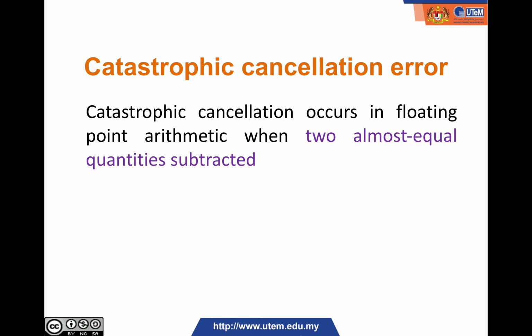Next, catastrophic cancellation errors occur in floating point arithmetic when the subtraction of two large almost equal quantities is subject to severe round-off errors. Loss of precision occurs in this case, where the relative error increases substantially compared to the absolute error.